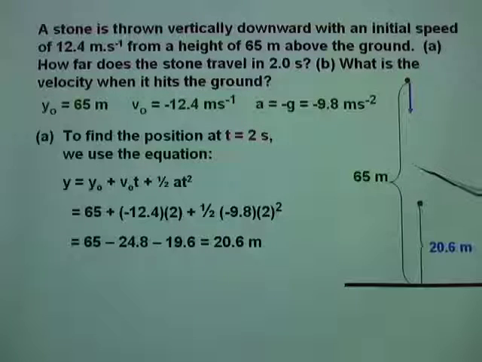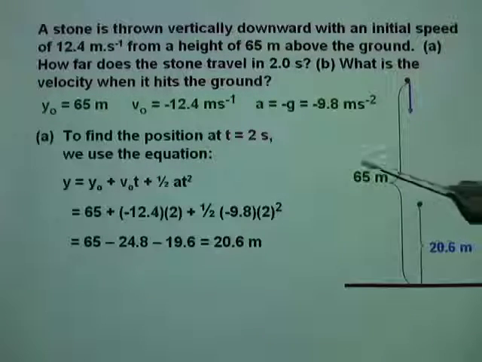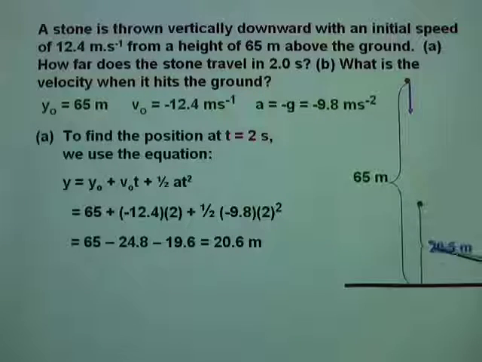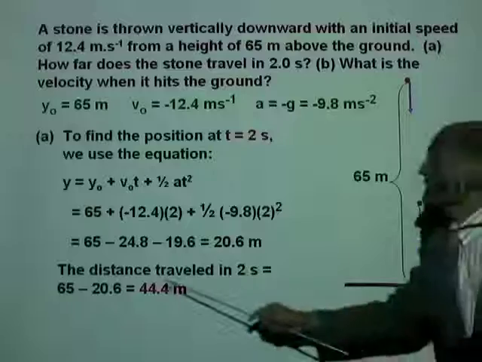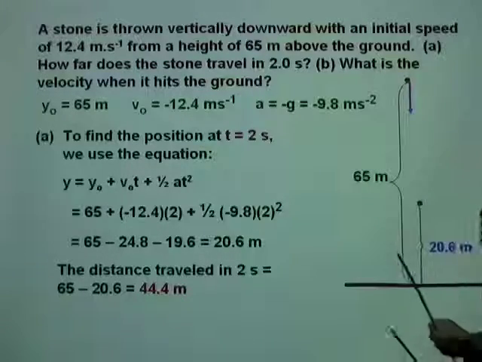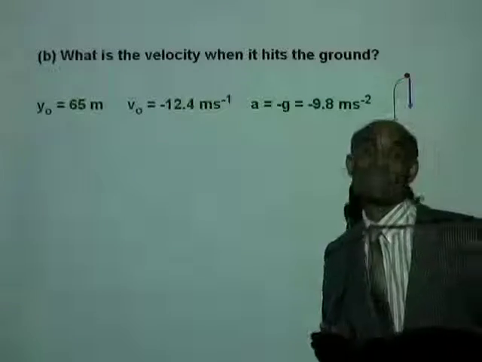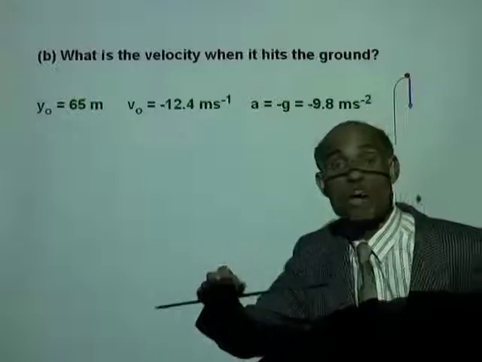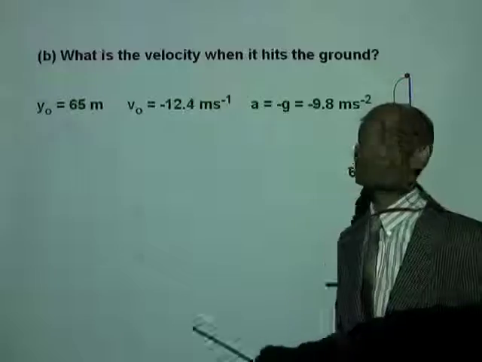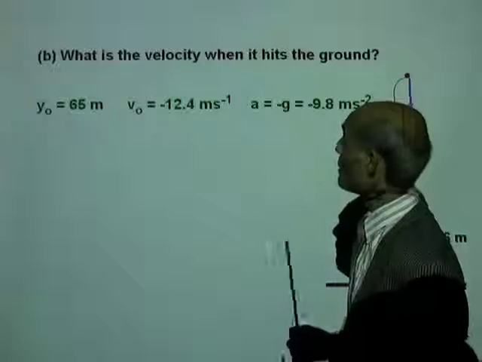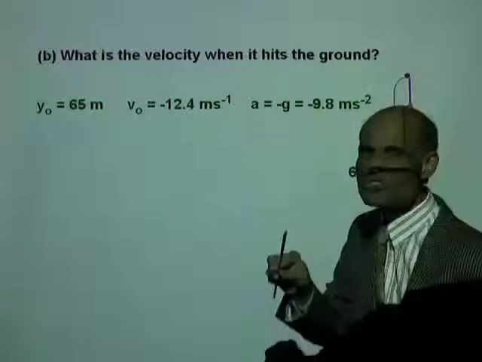Therefore the distance it travels during that 2 seconds is 65 meter minus 20.6 meter. That will be 44.4 meter. That is how far it drops in 2 seconds. Alright, the next one. What is the velocity when it hits the ground?